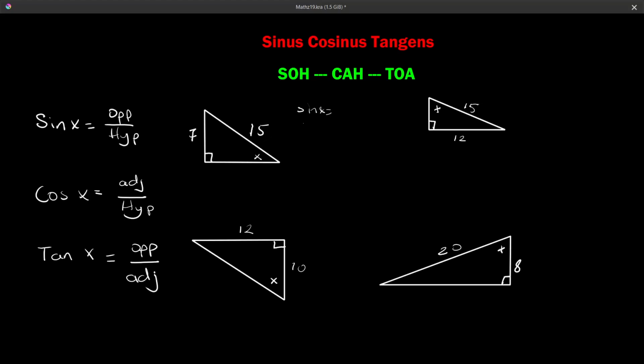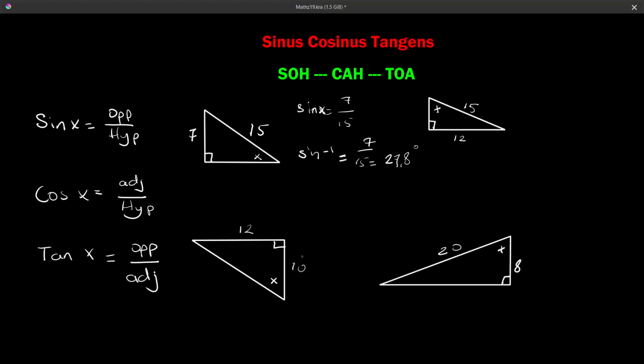Sine x equals opposite side, which is 7, divided by 15. To find out what the angle of x is, you need to use the inverse sine. That is the sine minus 1 option in your calculator. So just use your calculator, type in sine minus 1. Most of the time you have to use shift sine, and then 7 divided by 15, which will give you 27.8 degrees.